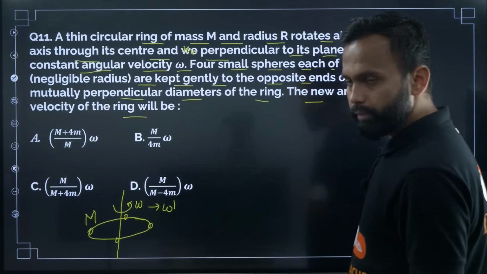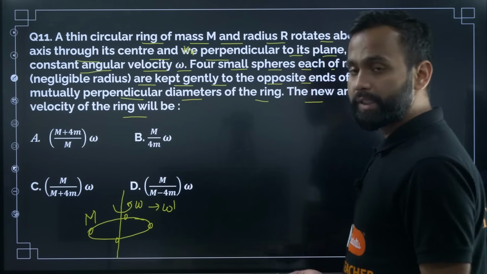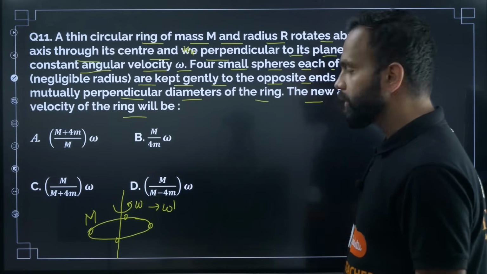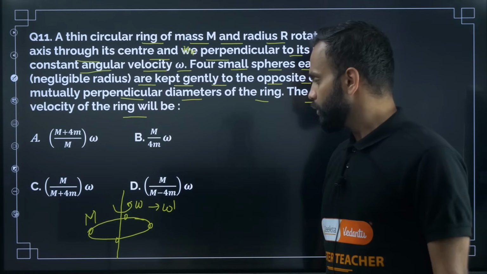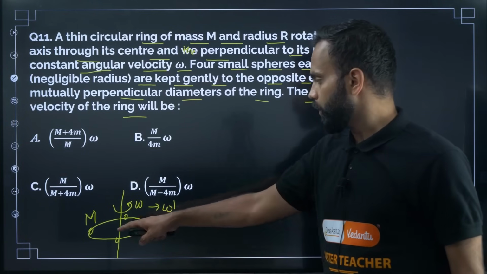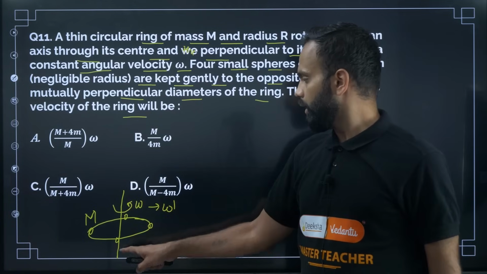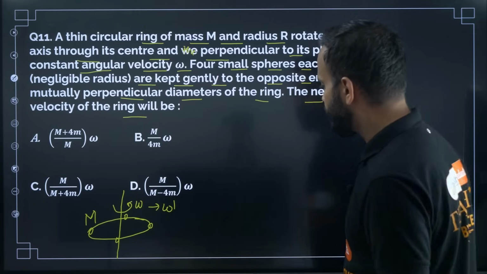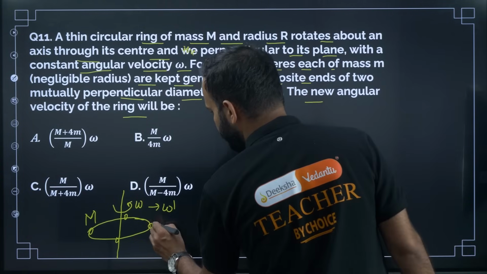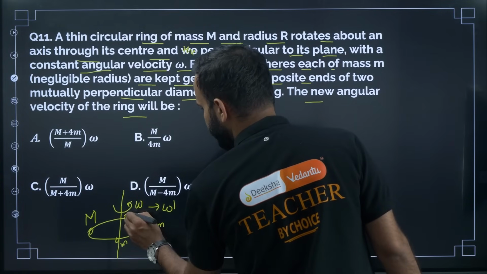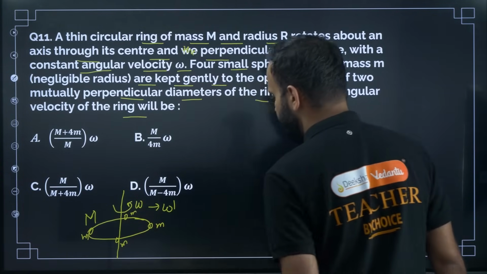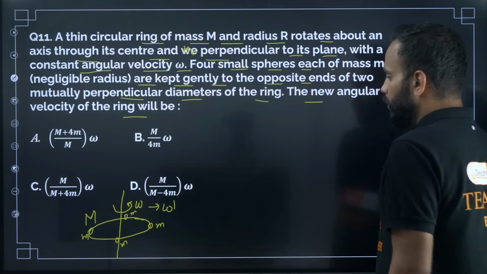Okay, so here which concept we have to apply? Apply conservation of angular momentum, right? So why we are applying conservation of angular momentum? Because there is no external torque acting on our system, right? So what is our system? A ring plus 4 particles. Mass of the particle is small m. So apply conservation of angular momentum.